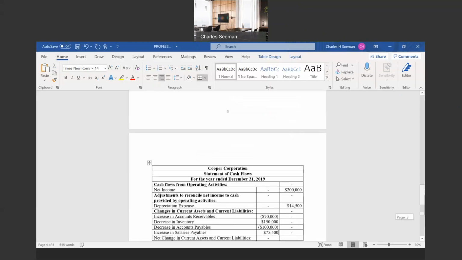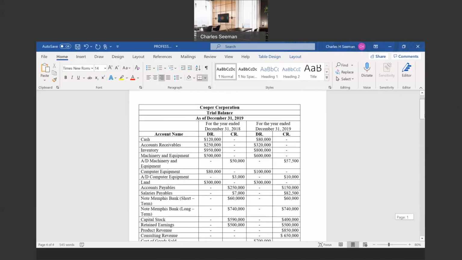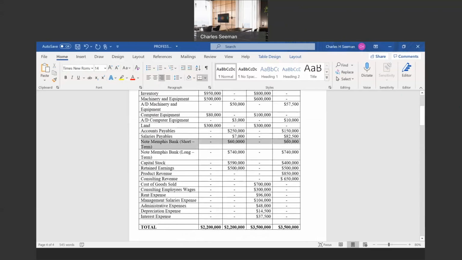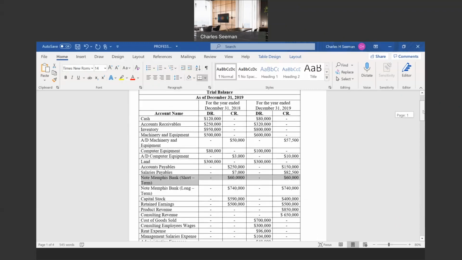Now, we don't include short-term notes because it did not change. The amount of the payments did not change from December 31st, 2018 to December 31st, 2019.